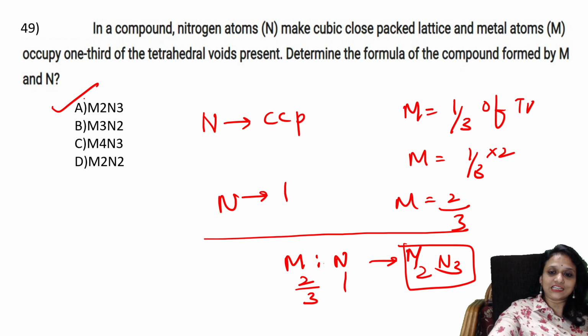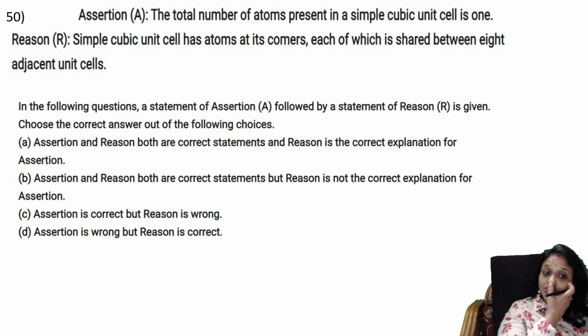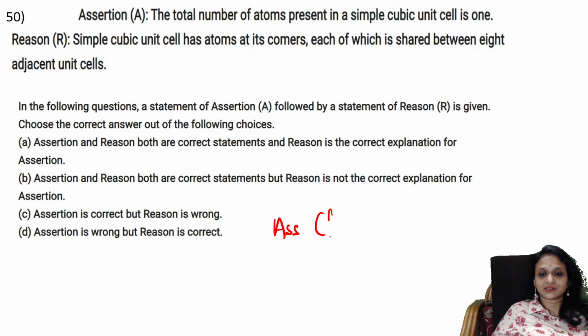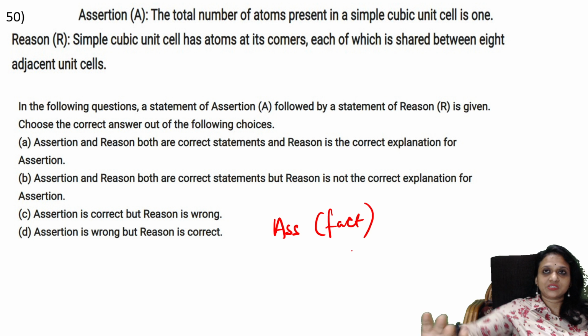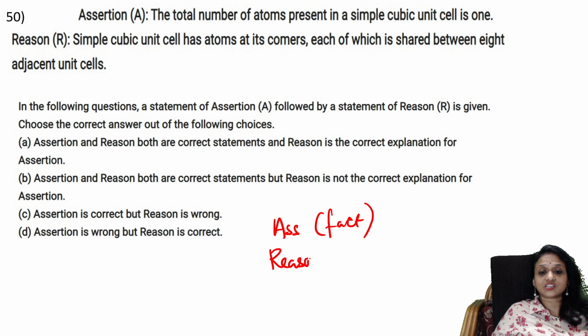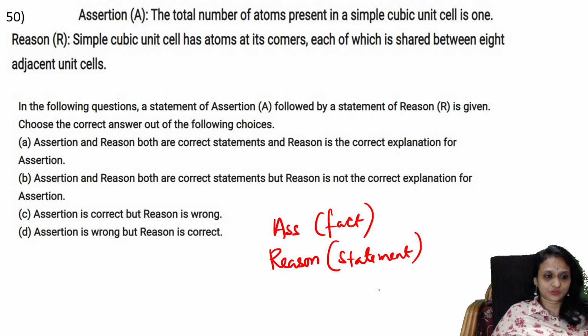Easy. All right. Last question, students. Assertion and reasoning. The total number of atoms present in a simple cubic unit cell is 1. Reason they give: simple cubic unit cell has atoms at its corners, each of which is shared between 8 adjacent unit cells. Once again, always understand, assertion is a fact. That means sky is blue in color. It's a fact. Reason is a statement which supports the fact. It may support the fact, it may not support the fact.